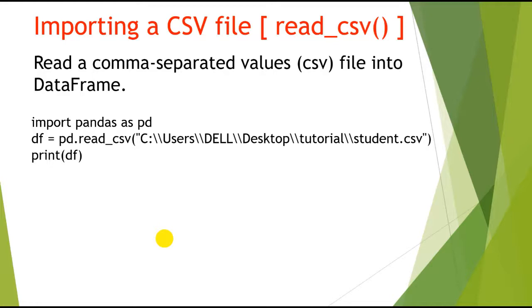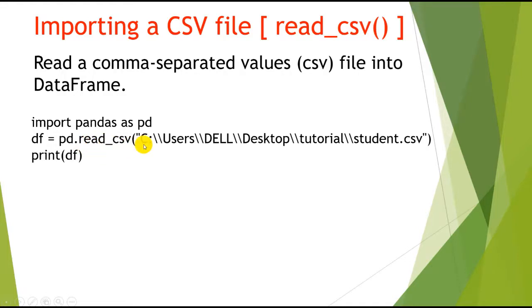Now, how you can import a CSV file into Python data frame? This is very important. So there is a function called read underscore CSV. Read underscore CSV is a function which is available in pandas library. So if you have to use read CSV function, then you need to import pandas first. So I'm just importing pandas as PD. After that, I'm just calling a read underscore CSV function.